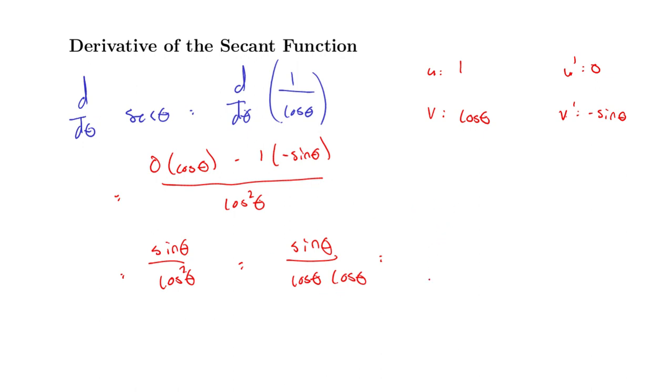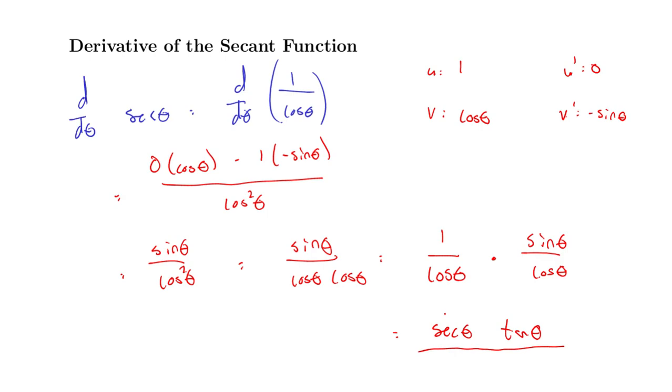I'm going to break that cosine squared apart into two pieces multiplied by each other, and then I'm going to write sine theta as really 1 times sine. So I have 1 over cosine times sine theta over cosine theta. And now I can see that's really secant theta tangent theta. So this is the way that you'll normally see this one written. The derivative of our secant function is secant theta tan theta.